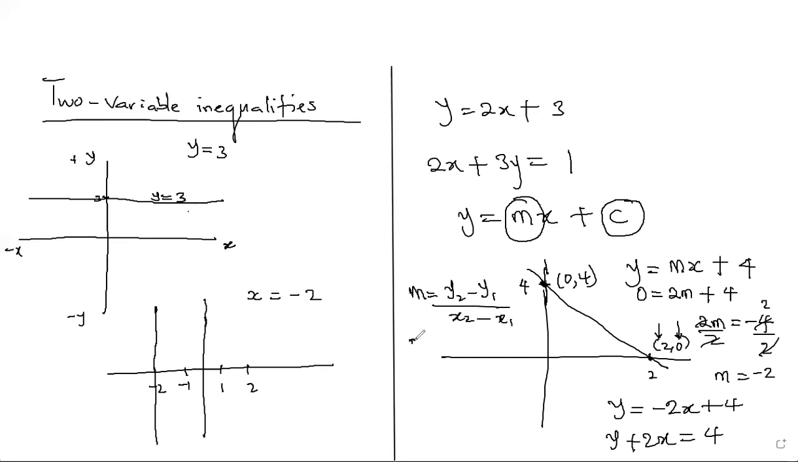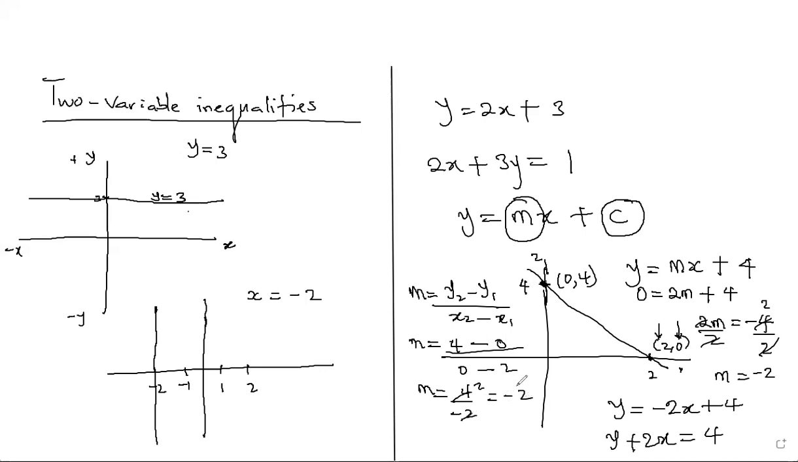So if I call this my point 2 and I call this my point 1, it means that y2 will be 4 minus y1 will be 0, divided by x2 will be 0 and x1 will be 2. So it means that m will be 4 over minus 2, and that will be minus 2.